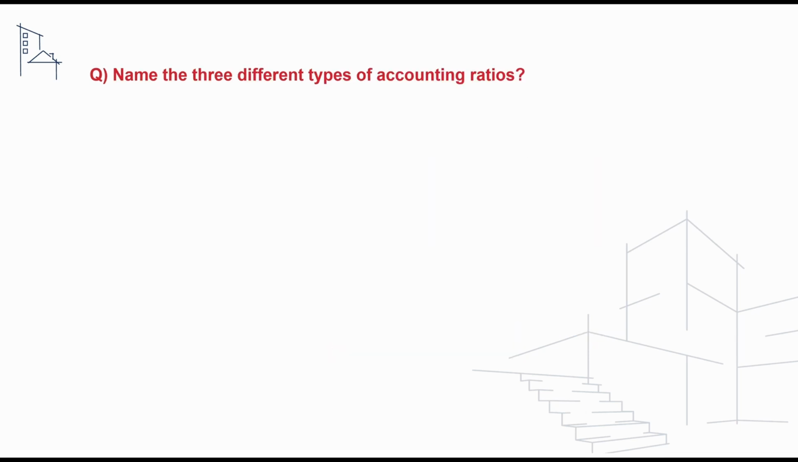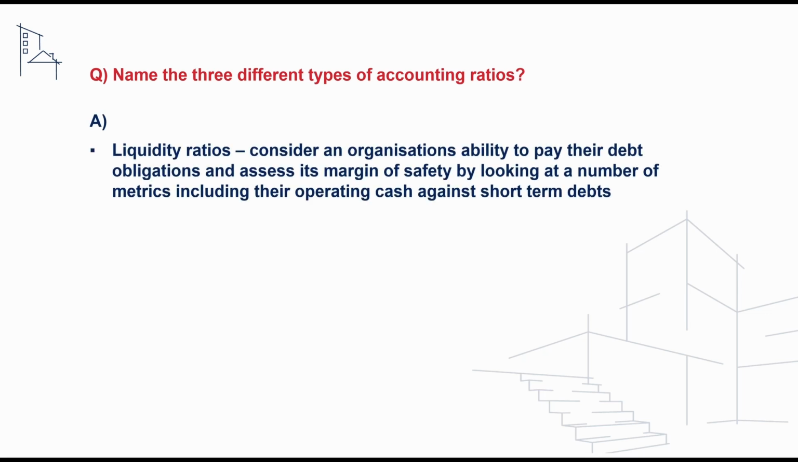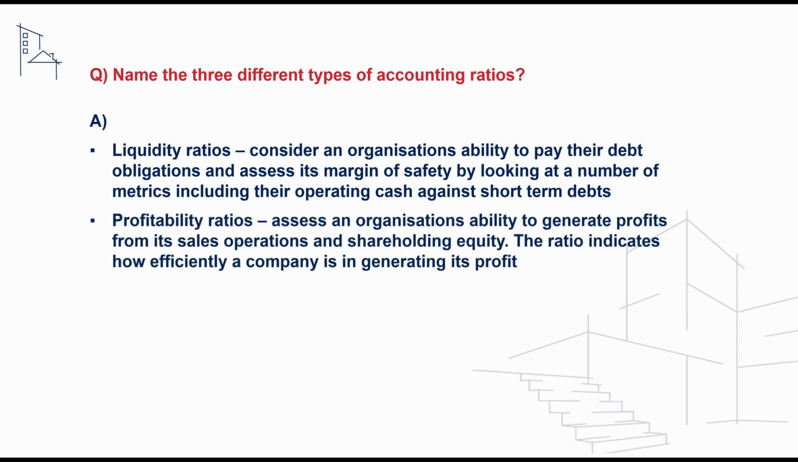The next question we'll take a look at is please name the three different types of accounting ratios. And to address this, we could first of all reference liquidity ratios, and these consider an organisation's ability to pay their debt obligations and assess its margin of safety by looking at a number of metrics including their operating costs against short-term debts. We could also make reference to profitability ratios, which assess an organisation's ability to generate profits from its sales operations and shareholding equity. The ratio indicates how efficiently a company is generating its profit.